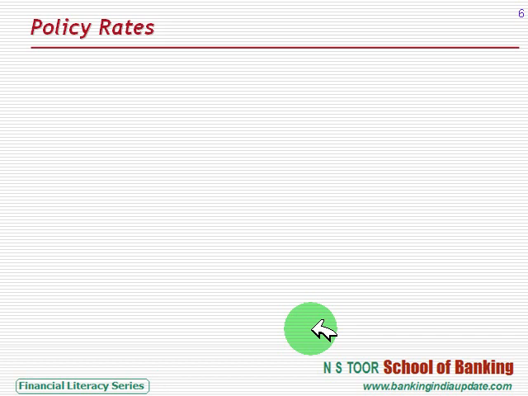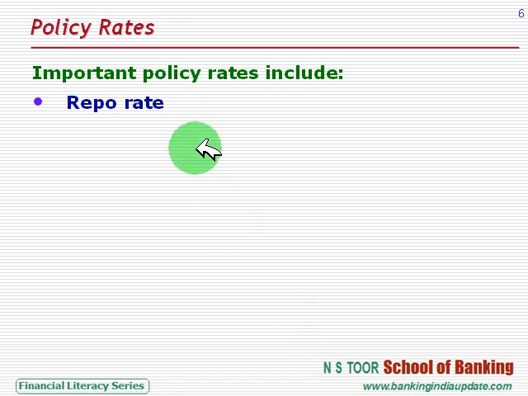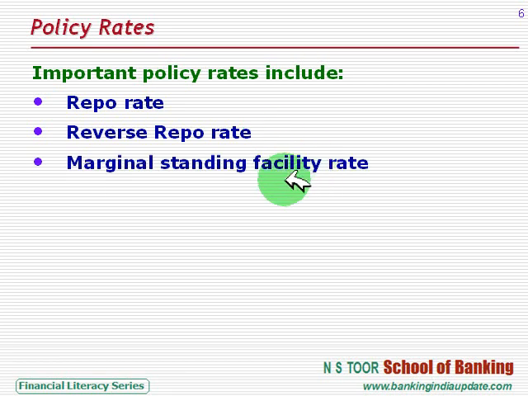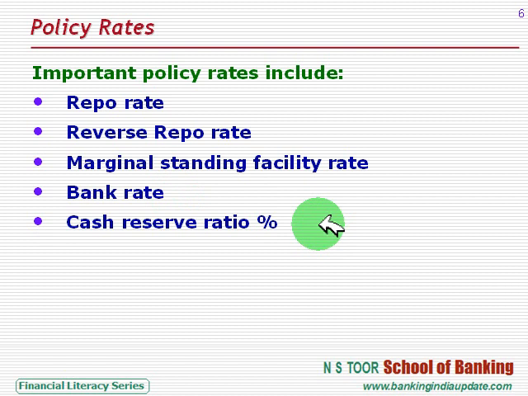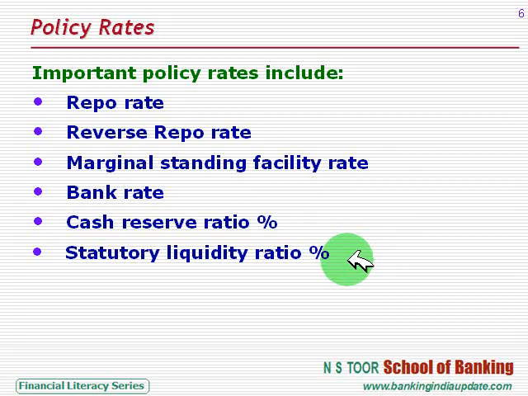Let us have a view of policy rates of Reserve Bank of India. The important policy rates include repo rate, reverse repo rate, marginal standing facility rate, bank rate, cash reserve ratio percentage, statutory liquidity ratio percentage. All these rates are changed from time to time depending upon the economic conditions.